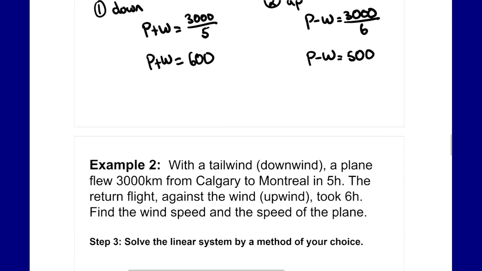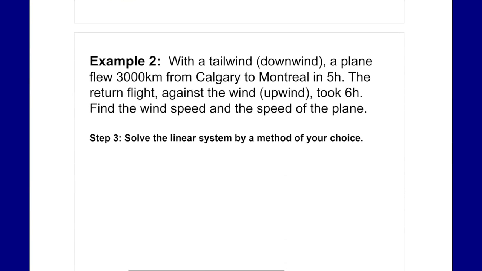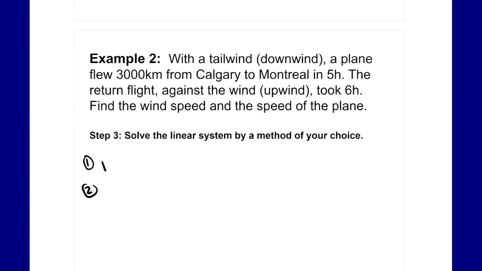Now we're going to go through and solve. The method is up to you. We have p plus w equals 600, and p minus w equals 500. Again, we can choose to use substitution or elimination. Like I said before, it does lend itself a little bit nicer to elimination because the coefficients in front of the variables are the same, but it's up to you. So similar to the last lesson, we looked at one of each type. Let's look at substitution for this one. Substitution. Just wanted to make sure I spelled that correctly.